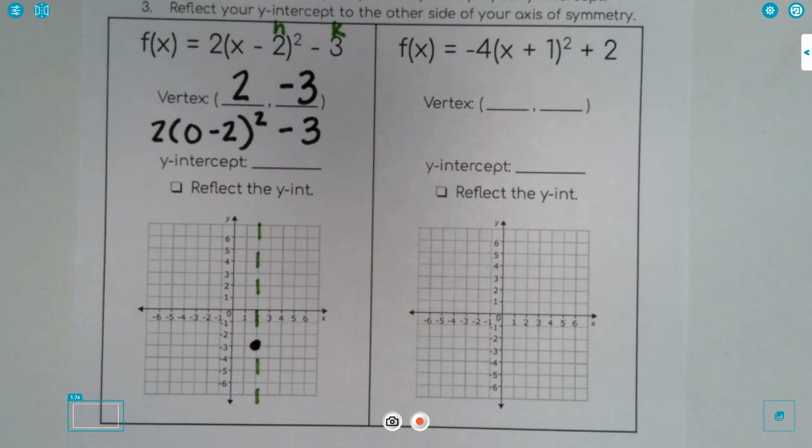Plug this into your calculator. Okay, so you need to do 0 minus 2, not 0 negative 2. 0 minus 2. And right here you need to do square. So you've got to use the square button. Okay? And then minus 3.